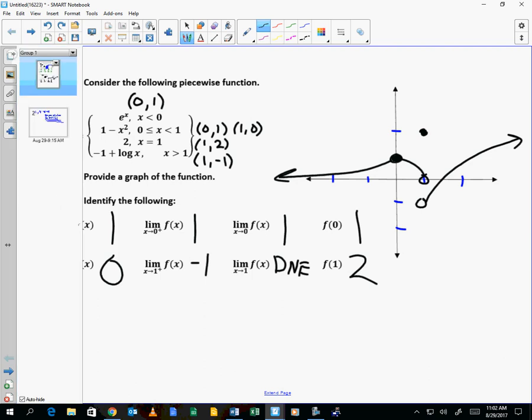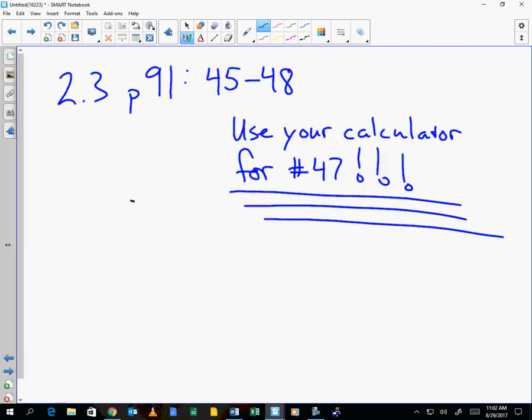All right, so here's what you have to do. I'll hand out your study guide as well as your homework cover sheet, just 4 prompts from your book. Again, this information should be posted online. Make sure you use your calculator for number 47. That's it.